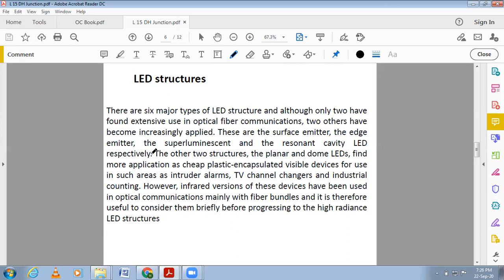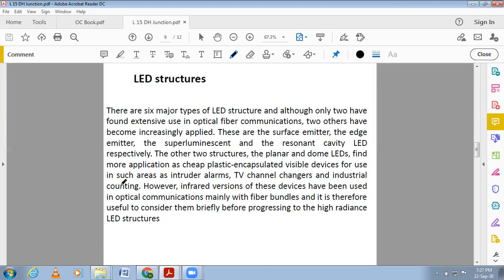The other two structures, the planar and dome LEDs, find more application as cheap plastic encapsulated visible devices for use in areas such as intercom, TV channel charts, and industrial counting. However, infrared versions of these devices have been used in optical communication, mainly with fiber bundles, and it is therefore useful to consider them briefly before proceeding to the high radiance LED structures.